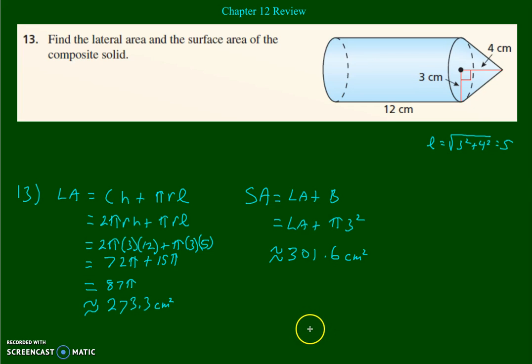Let's move on to problem 14, and it looks like we're going to do that at the beginning of the next video. So I will talk to you in the next video.